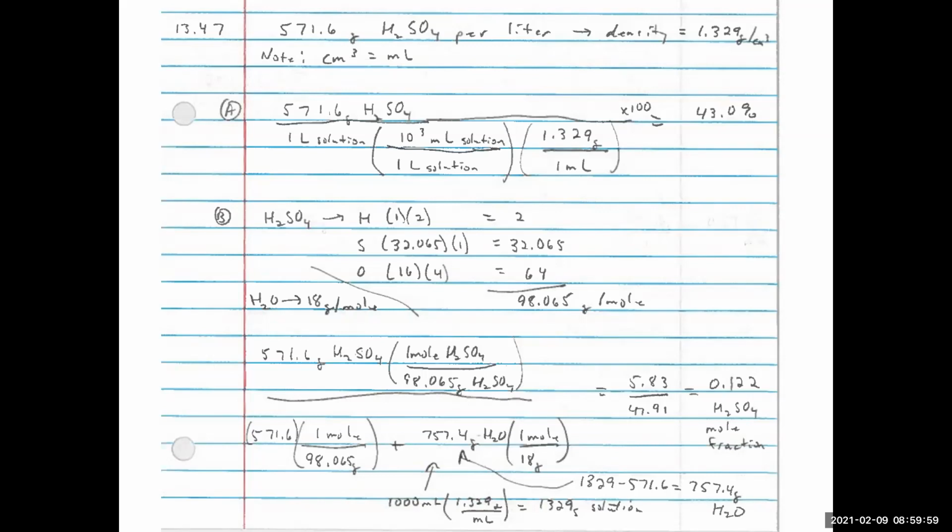So by assuming 1 liter of solution, we're able to calculate grams of water, and then using the molecular weight, we can get to moles of water there in the denominator. Then we have the moles of the sulfuric acid, we have the moles of the water, and that's our denominator. If we do that math, we get our mole fraction of sulfuric acid, 0.122. Okay. Any questions on that? Any of those?